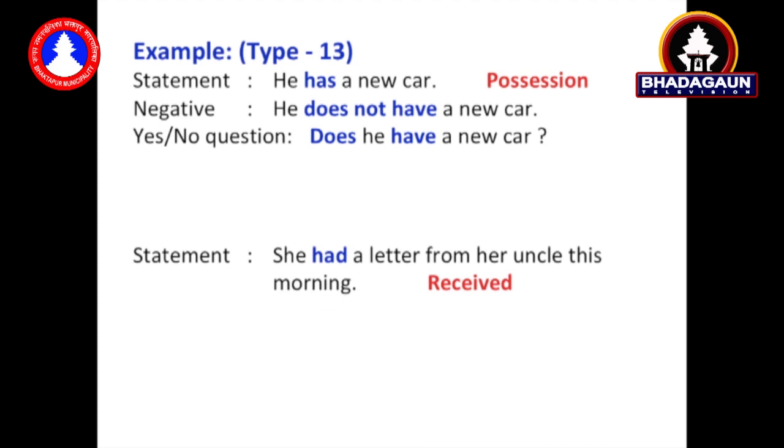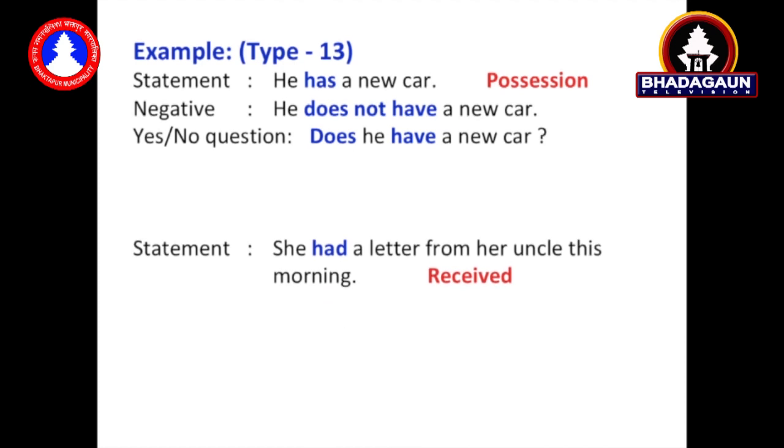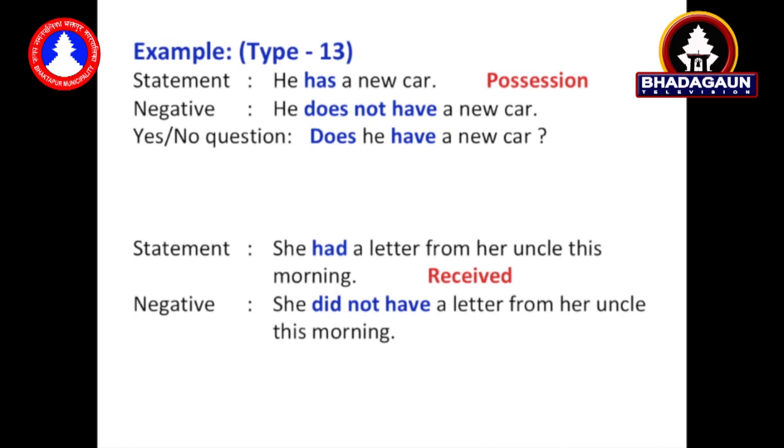Okay, next example. She had a letter from her uncle this morning. Now here again had. Is this an auxiliary? No. This is the main verb again, and this had means received. She received a letter from her uncle this morning. So had is simple past. Its negative is she did not have a letter from her uncle this morning, and had is changed into did not have. Had is V2, and so did is used, and after the use of did, the main verb had is changed into V1, that is have.